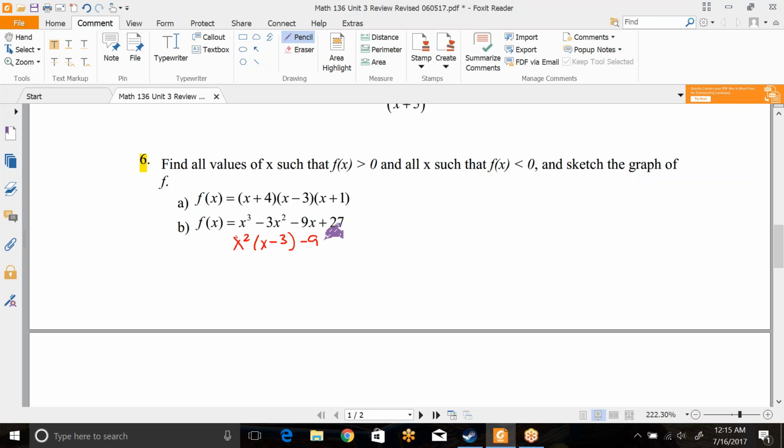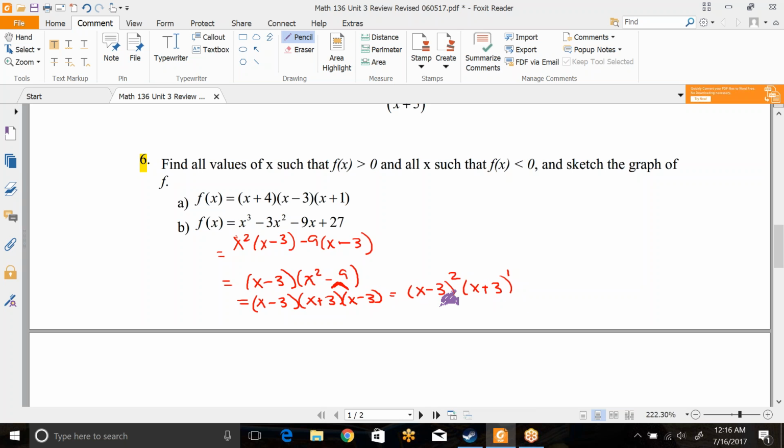Pull out a negative 9 out of this one. That would make that x minus 3. So then I get x minus 3 that they shared in common, and then x squared minus 9. This factors into x minus 3, and then an x plus 3, and an x minus 3. This is this part right here. So we actually get x minus 3 to the second power, and x plus 3 to the first power.